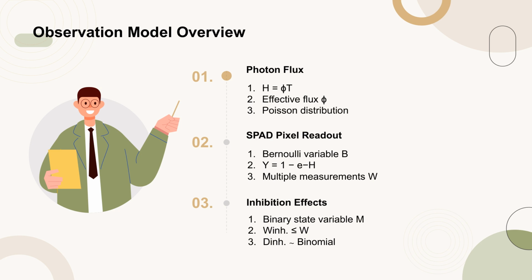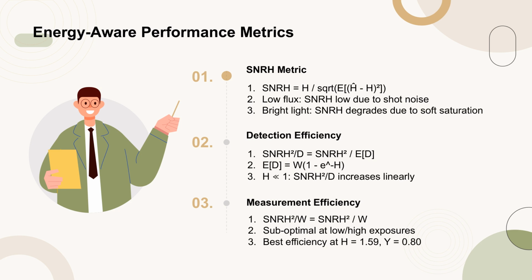When inhibition is applied, represented by a binary state variable m, the number of measurements and detections change accordingly, still following a binomial distribution. The traditional metric for evaluating single-photon sensor performance is the exposure-referred signal-to-noise ratio, SNRH. This is calculated as the ratio of the true exposure h to the root mean squared error in the estimated exposure. At low incident flux, SNRH is low due to shot noise, but it improves as the likelihood of photon detection increases.